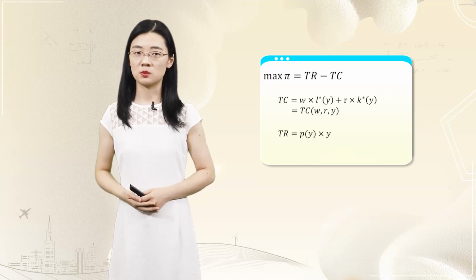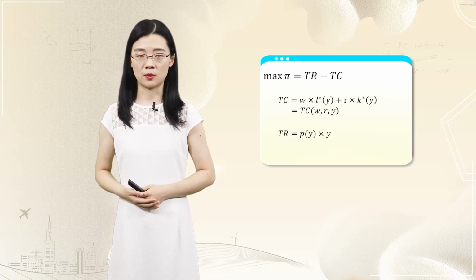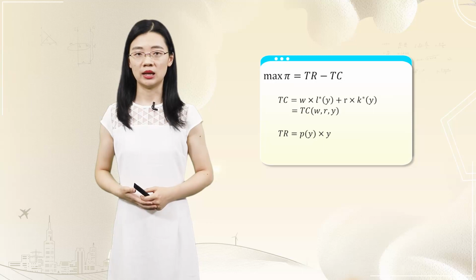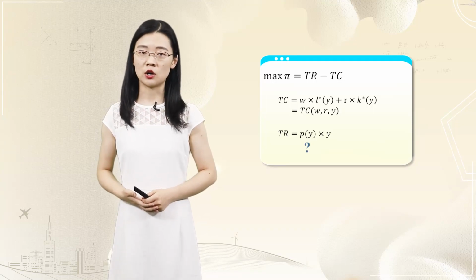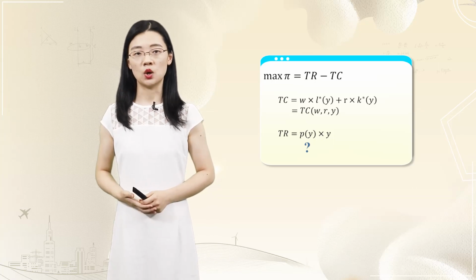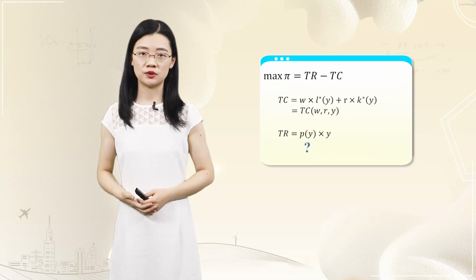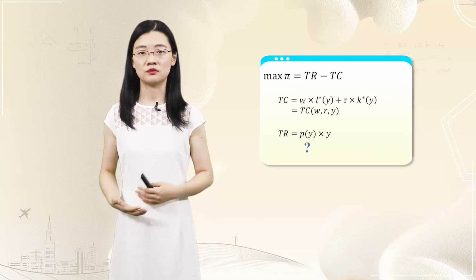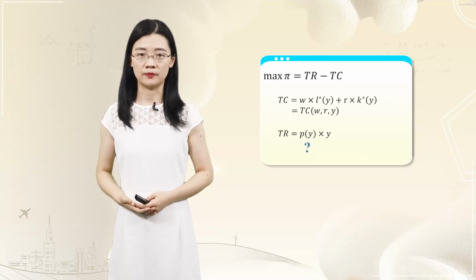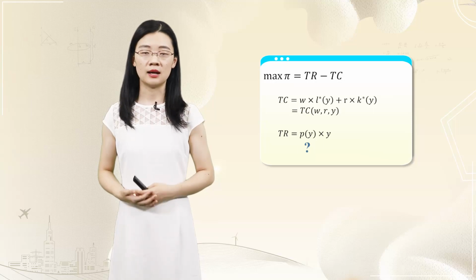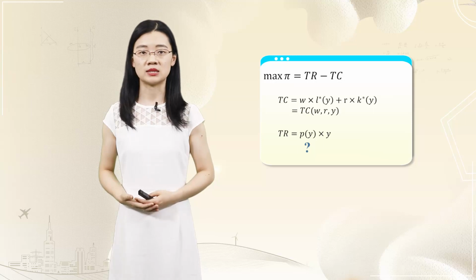How about a firm's total revenue? Obviously, it depends on two variables, the output level and the price level. So, how is the price level determined? In real life, we know some markets are very competitive, and individual producers can only accept the prevailing price in the market, so they have no pricing power. But some other markets are less competitive, and producers have strong influence in pricing.